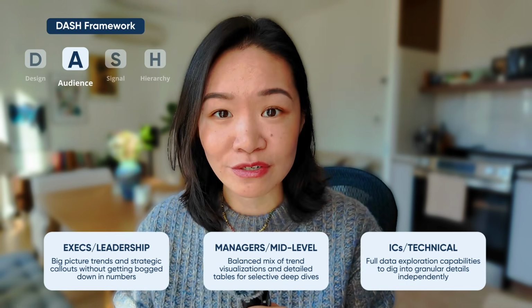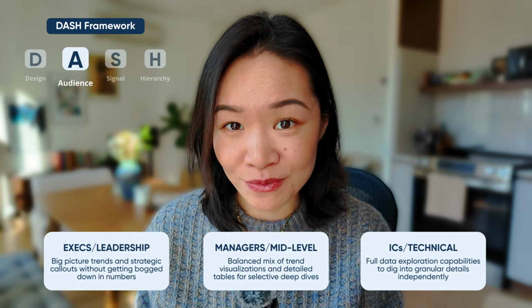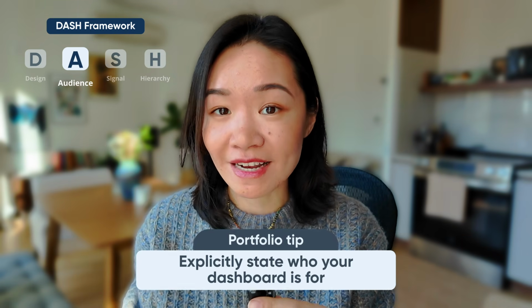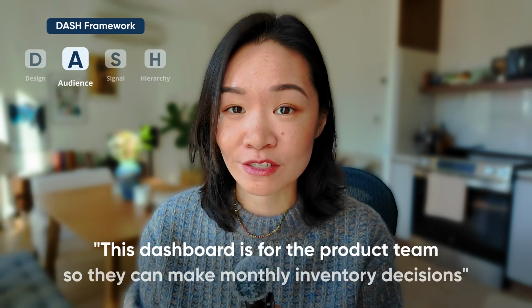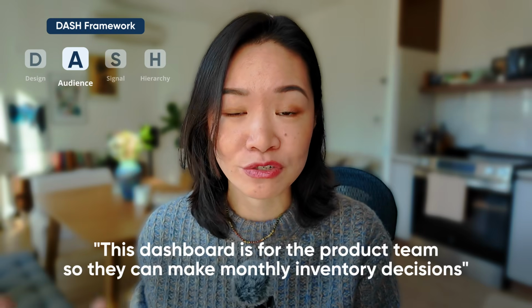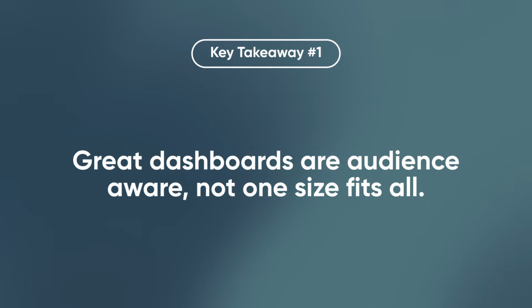So you might have more filters or more dimensional breakdowns so that these people can slice and dice the data the way that they want to. A tip for your portfolio is to explicitly state who this dashboard is actually for. So you might say something like, this dashboard is for the product team so they can make monthly inventory decisions. The key takeaway here is that great dashboards are audience aware, not one size fits all.